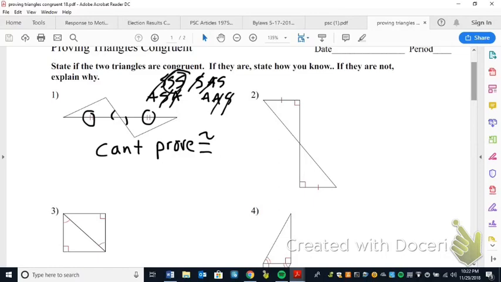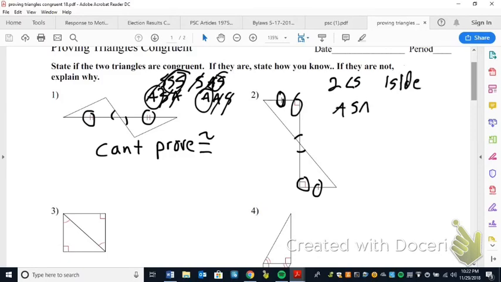Okay, so let's look at this. Here, on number 2, we know that those are vertical angles. We know that we have 2 90-degree angles, so those are going to be congruent. And then we have a side. So here we're looking at these, and we have 2 angles and the side. And so we can look at angle, side, angle, or angle, angle, side. And we'll look at how they're set up.